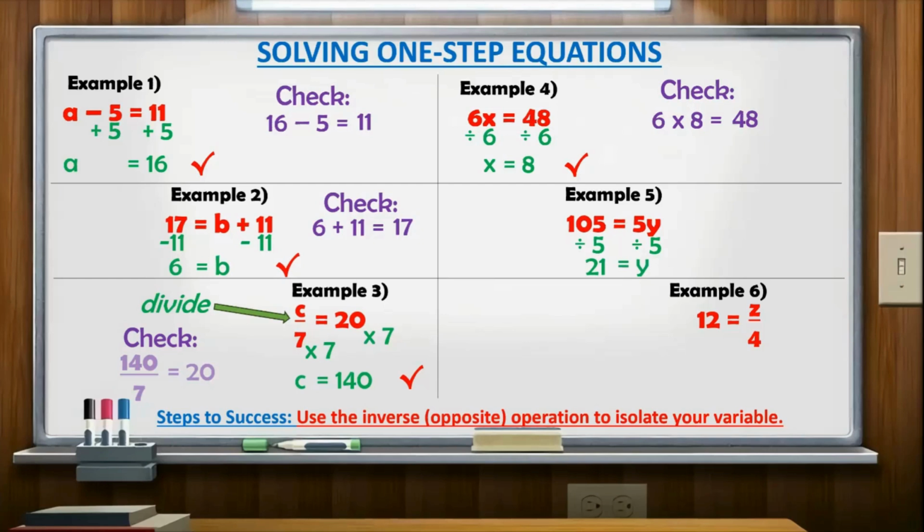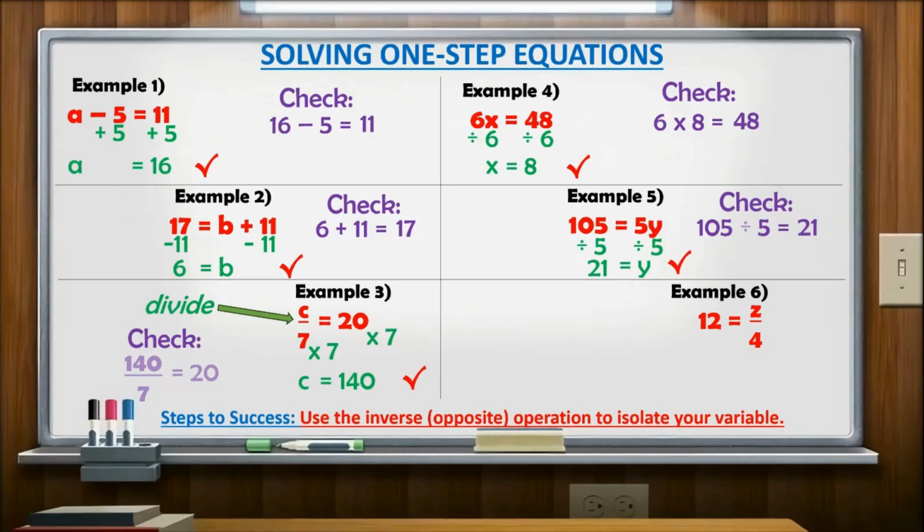Once again, we can do our check of using substitution to see if my answer for the variable is correct. So 105 divided by 5 is in fact 21. And there you have it. Example 5 has been completed. Now moving on to my final example. We have 12 is equal to z over 4.